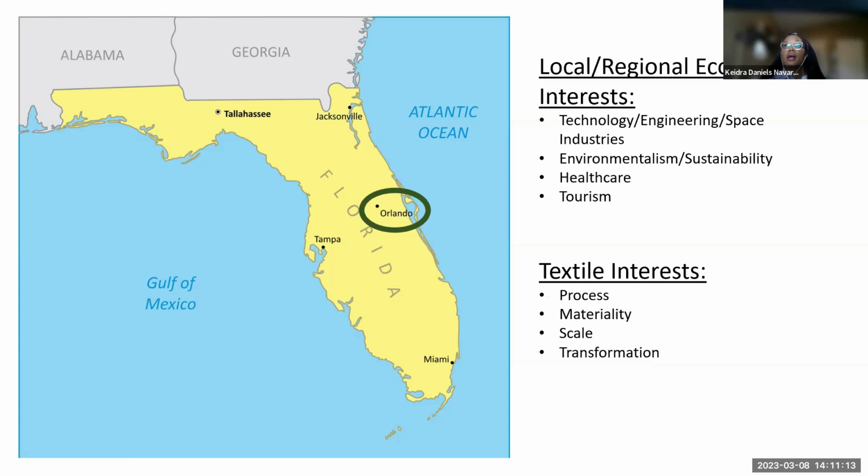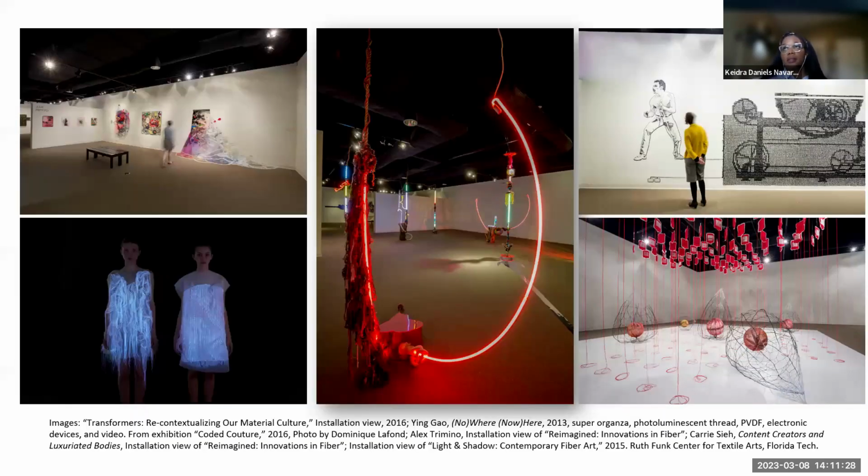So those are the kinds of ways that our local interests make us consider the way in which textiles are presented and what audiences may be bringing to their interpretations when they enter the gallery space. So with that said, I'm going to talk a little bit today.